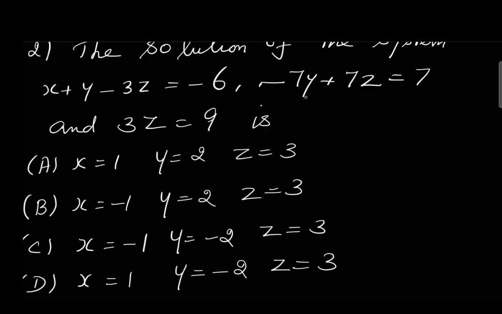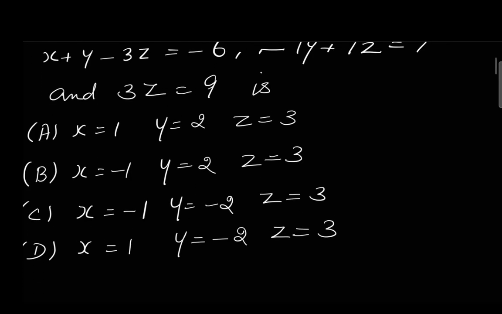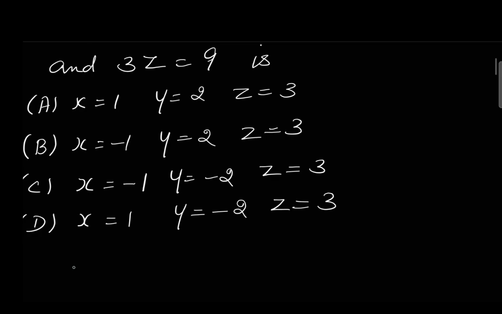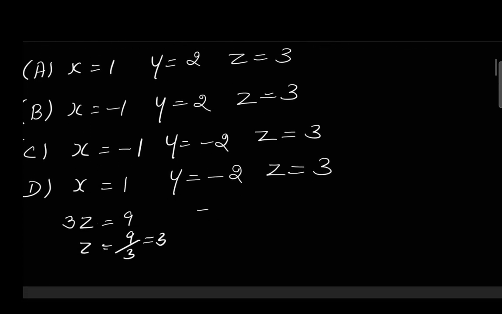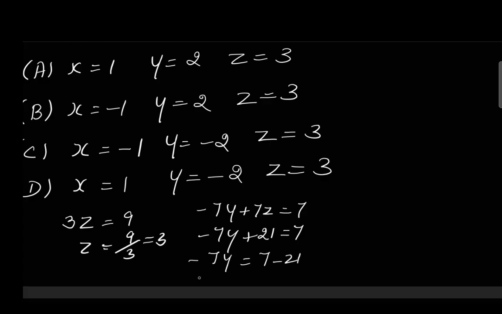The solution of the system: three equations are given, x plus y minus 3z equal to minus 6. It has three variables, but the second equation has only two variables, and the third has only one. Take the third equation, 3z equal to 9, so z equal to 9 by 3, which is 3. Now take the second equation, minus 7y plus 7z is equal to 7. Substitute z as 3: 7 threes are 21. So minus 7y equal to 7 minus 21, minus 7y equal to minus 14.